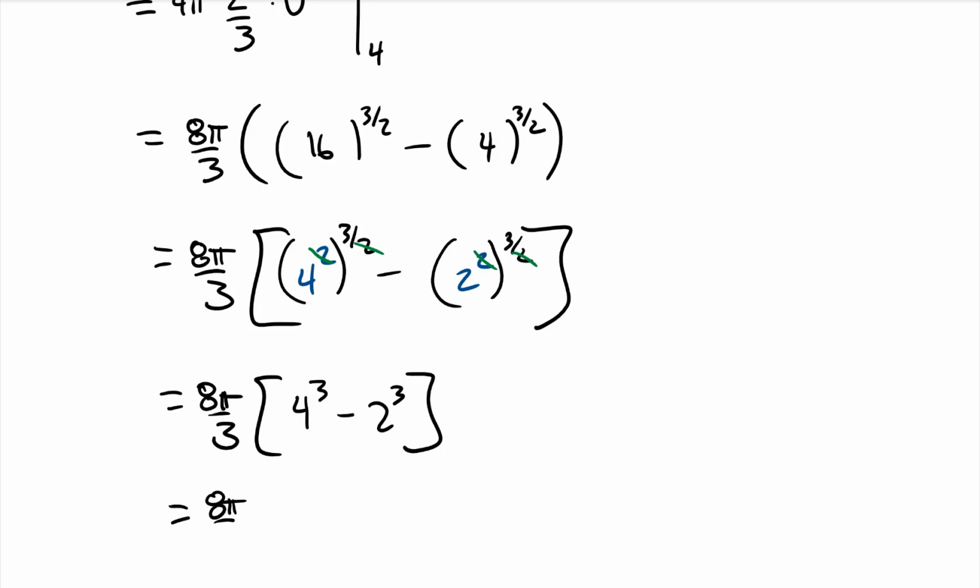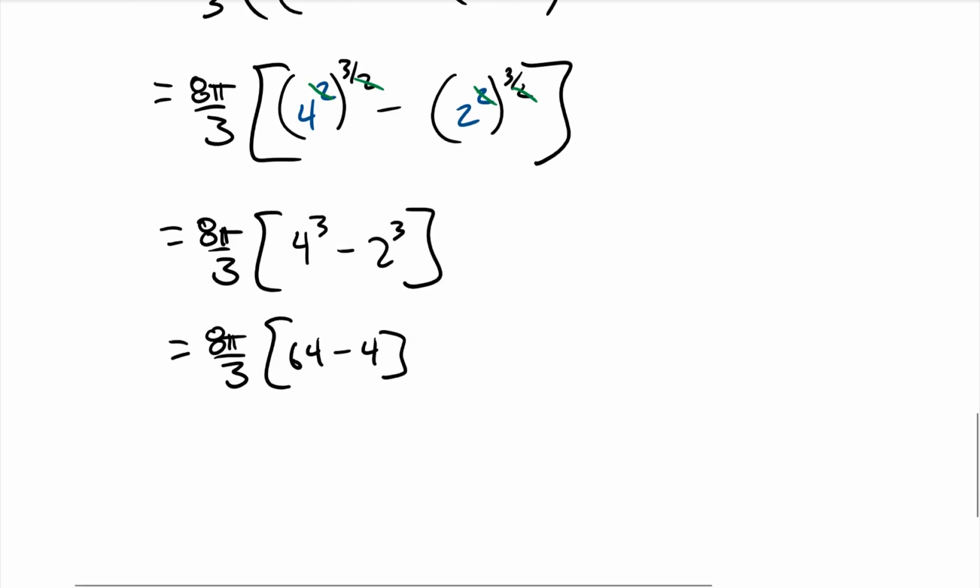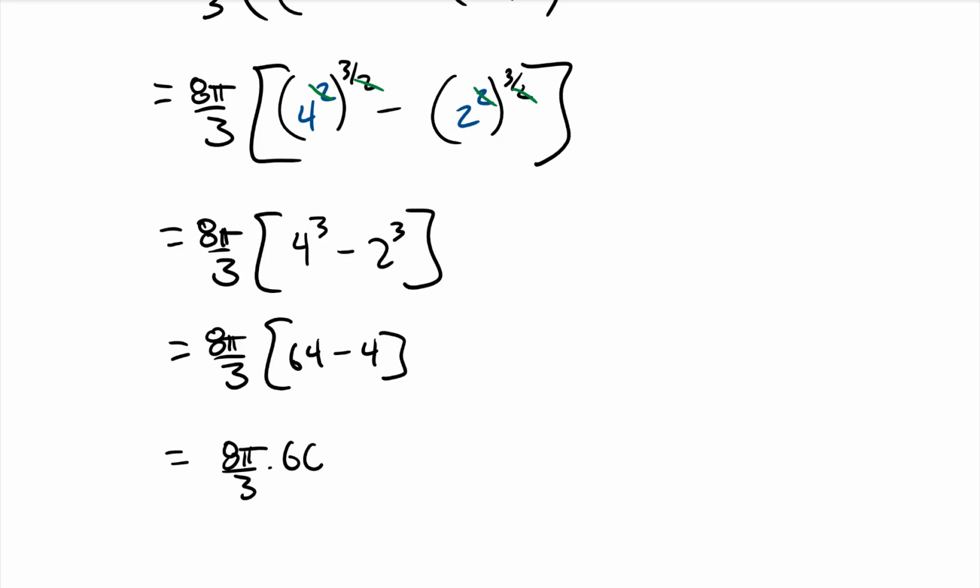Yeah, you can do this now. That's 64 minus 4. So this is 8 pi over 3 times 60. And that's going to be what? 480 pi over 3. Does that go in evenly? Yeah, of course it goes in evenly.